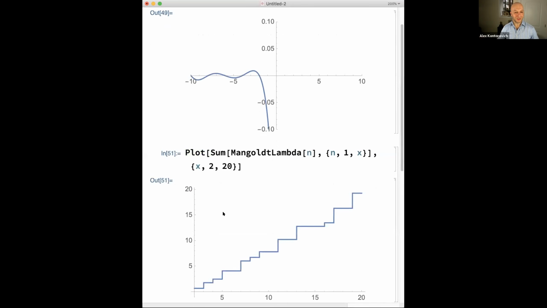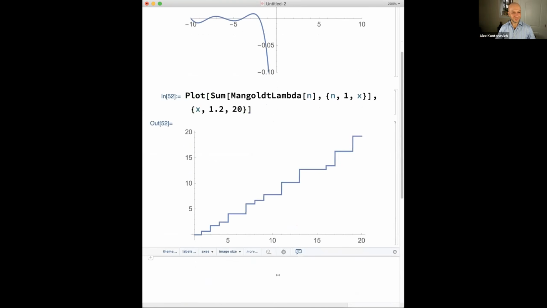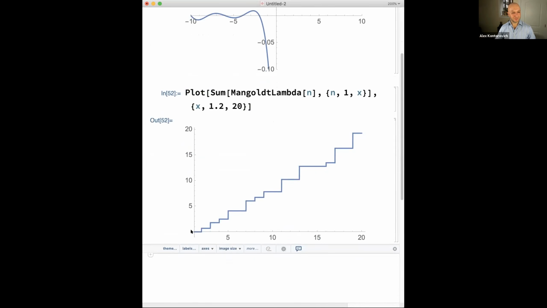All right, there's our step function. So again, it jumps at 2. Okay, let's make it from 1 to 20. I don't know, 1.2 to 20. You'll see in a second why I don't want to deal with 1. Okay, so it starts out at 0. At 2, it jumps by log 2. Then it jumps by log 3. Then it jumps by log 2 again. Then it jumps by log 5. Then it does nothing. Okay, this is familiar.